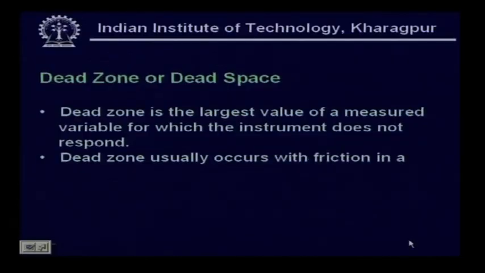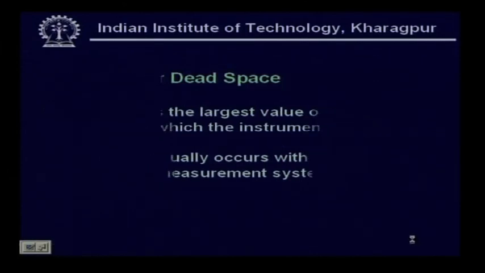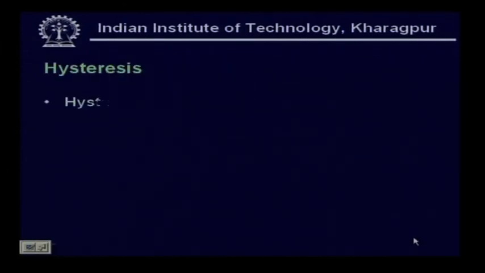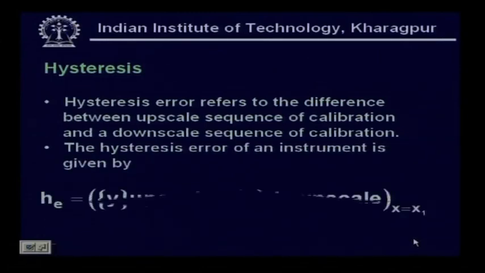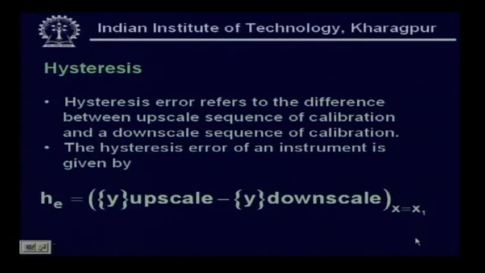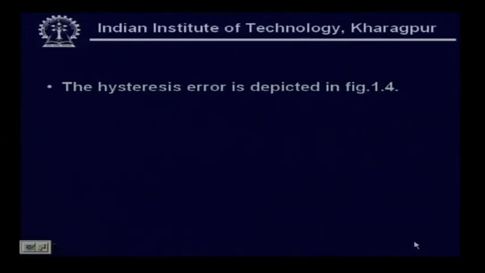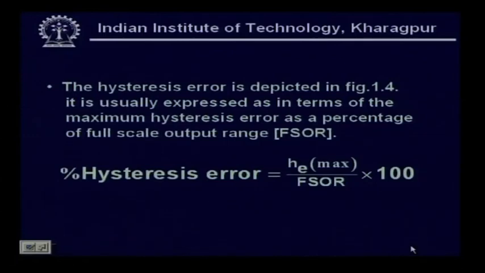Dead zone usually occurs with friction in a mechanical measurement system. Hysteresis is another important one. Hysteresis error refers to the difference between the upscale sequence of calibration and the downscale sequence of calibration, and the hysteresis error of an instrument is given by y upscale minus y downscale at x equal to x1. What does it mean? It looks like this. The hysteresis error is depicted in the figure and is usually expressed in terms of the maximum hysteresis error as a percentage of full scale output range. Hysteresis error equals maximum hysteresis error upon full scale output range multiplied by 100.